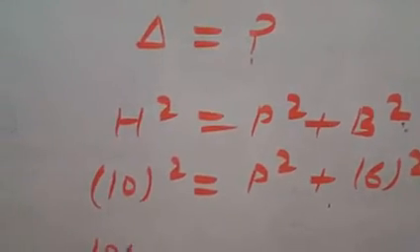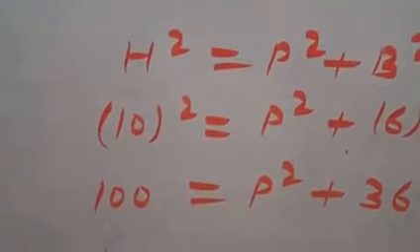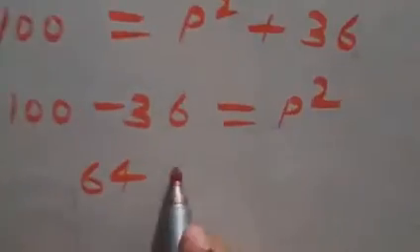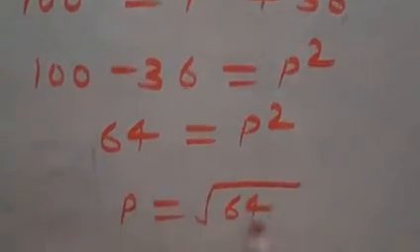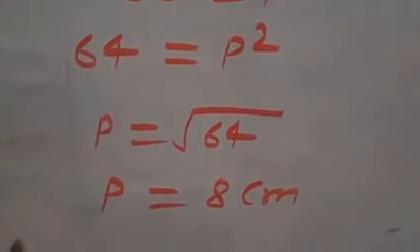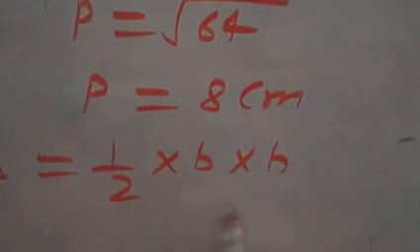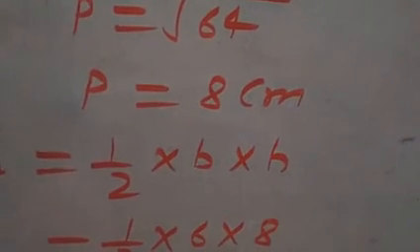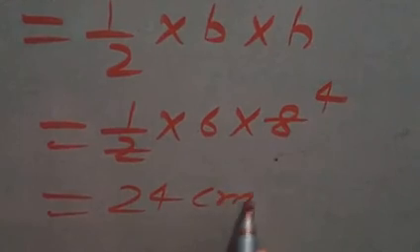As you know, 10 square is 100 and 6 square is 36. So 100 minus 36, that is the perpendicular square. So that is 64. So perpendicular is under root 64. So perpendicular is 8 centimeter, and this is the height. So area of triangle is half base into height. So half, base is 6, height is 8, 2 fours, so that is 24 centimeter square.